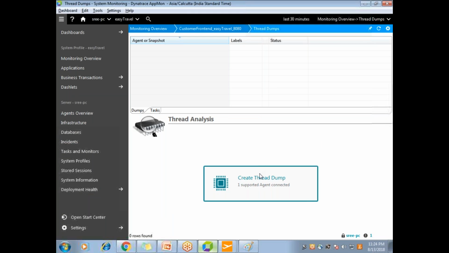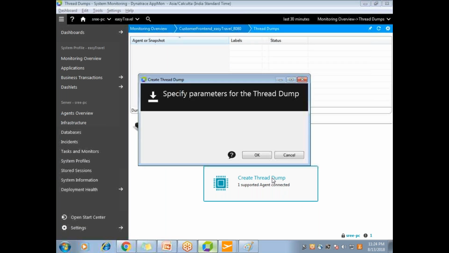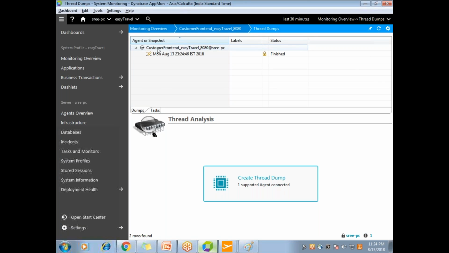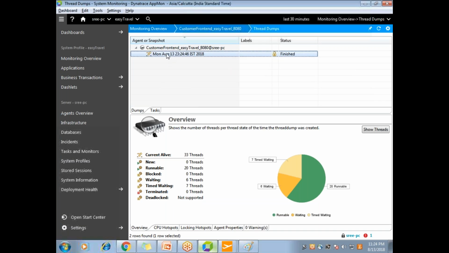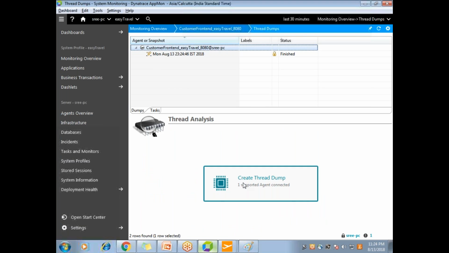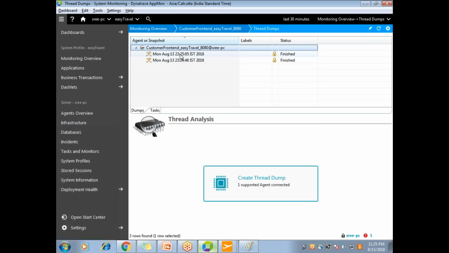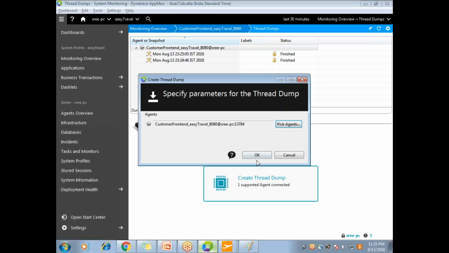Let's create a thread dump at this point of time. It's 11:24. We have created a thread dump for whatever that server was. What server is it? Customer front-end easy travel server. For this server, we have created a thread dump. Now this is the thread dump for that. After 10 seconds, now you create one more thread dump on the same. Now the second thread dump is done. You see this one is done at 23:25 and this is done at 23:24. Probably there could be 10 seconds, definitely 9 seconds time. Now you take one more thread dump.